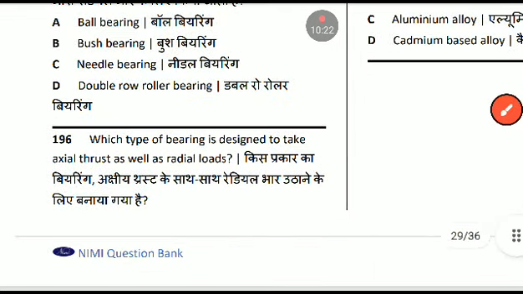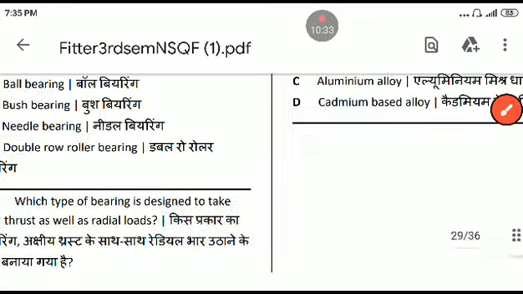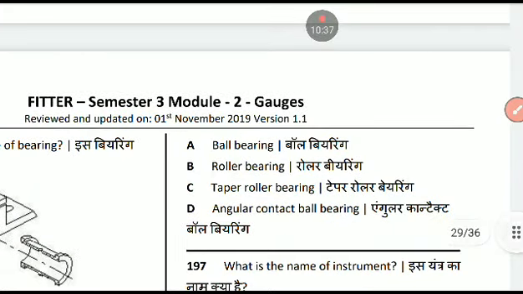Which type of bearing is designed to take axial thrust as well as radial load? Option A, ball bearing. Option B, roller bearing. Option C, taper roller bearing. Option D, angular contact bearing. Angular contact ball bearing, option D.